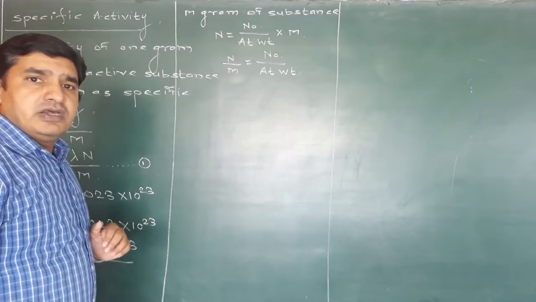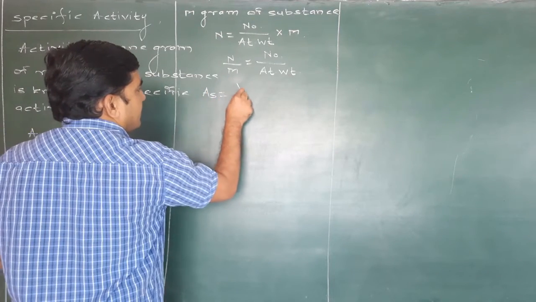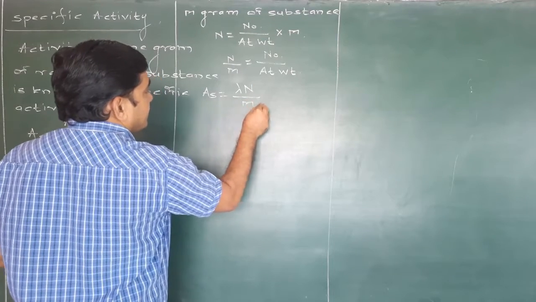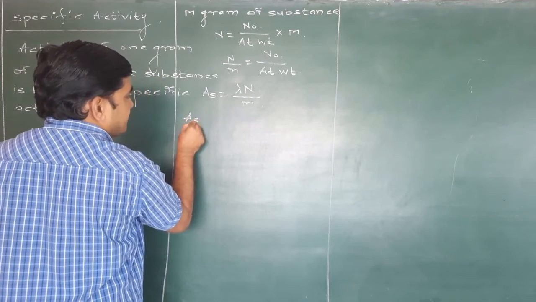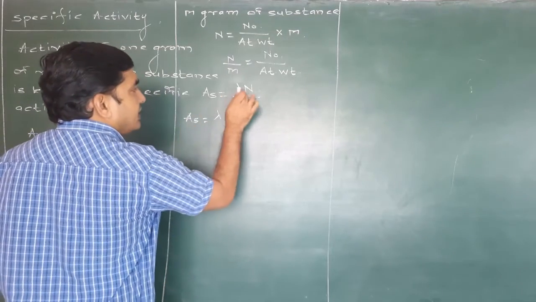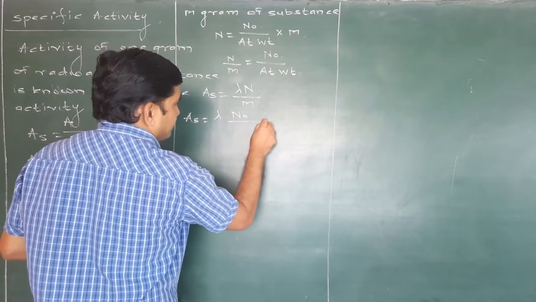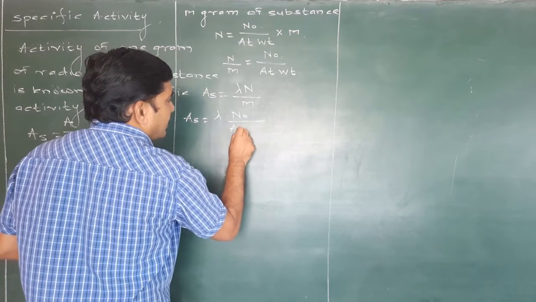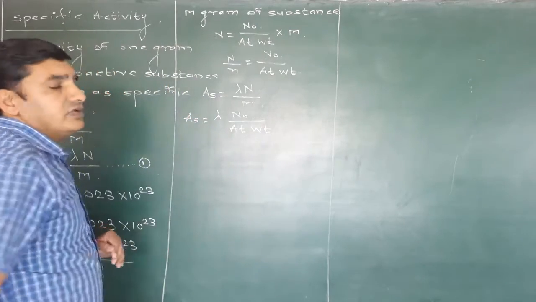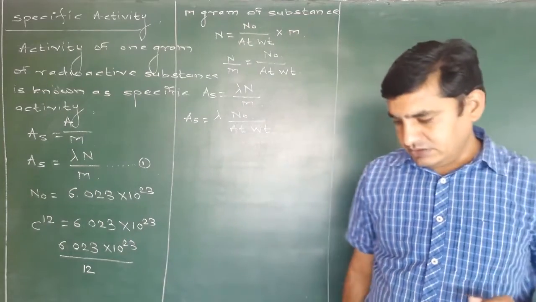Therefore, specific activity AS is equal to lambda into N divided by M. This equation became specific activity AS is equal to lambda into N upon M, which is N0 divided by atomic weight. Okay, so this is the specific activity.